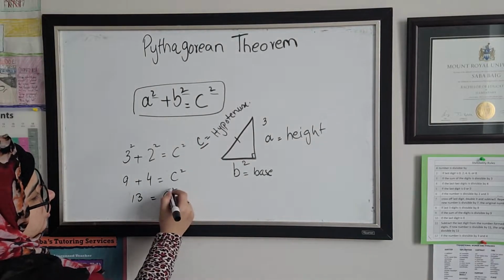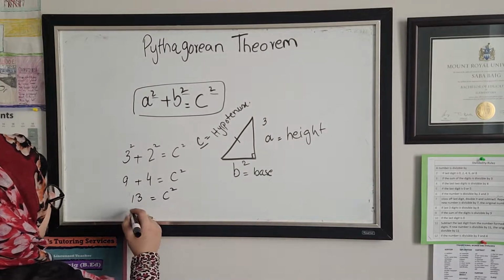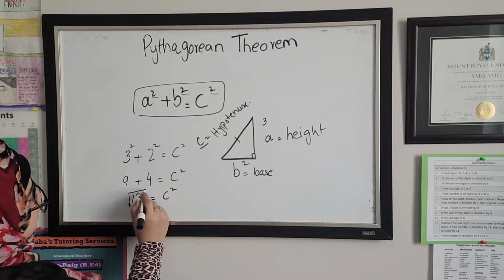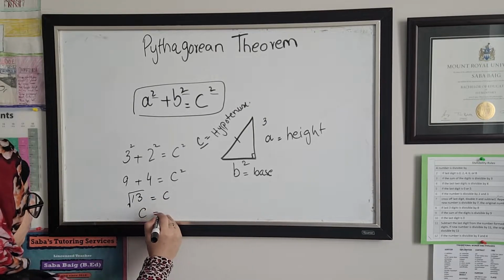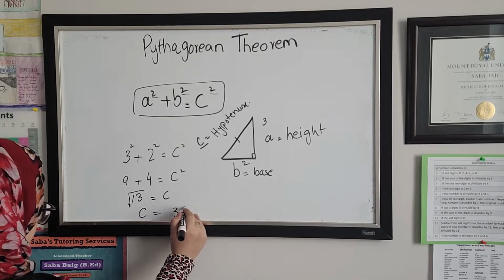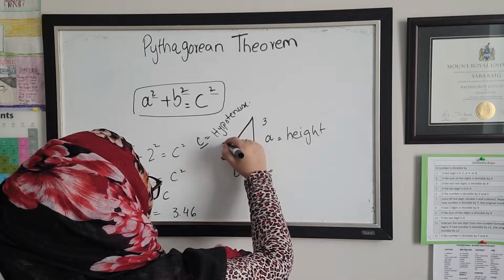Okay. In order to find just C, what is the opposite of a square? The opposite of a square is a square root. And we're going to find the square root of 13. So I'm going to use my calculator to quickly get the square root of 13. That's going to be 3.61. So in order to get rid of the square, we do the opposite. So I'm going to get C equals 3.61. So this C is actually equal to 3.61.